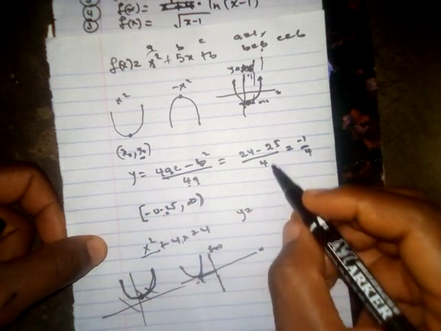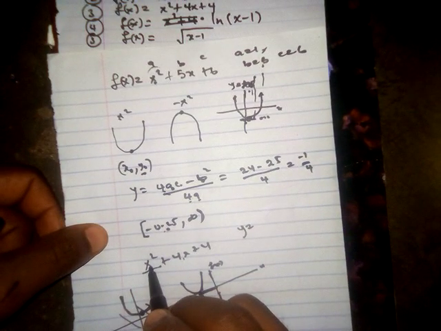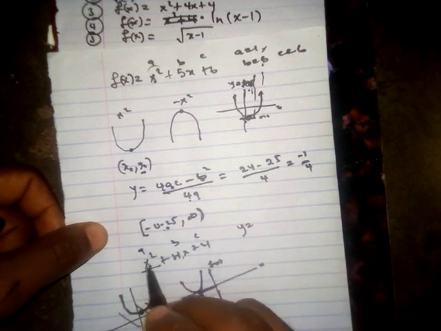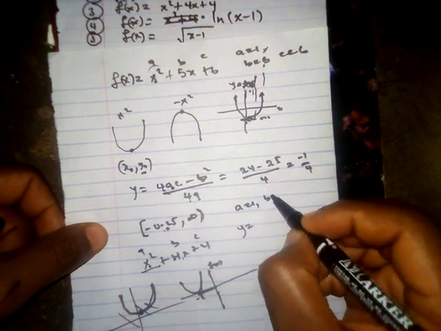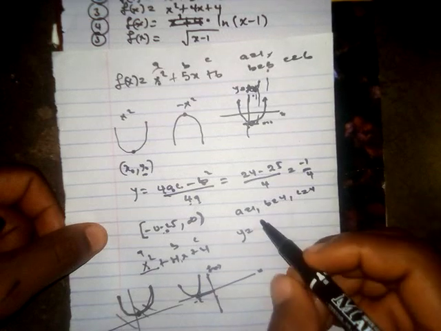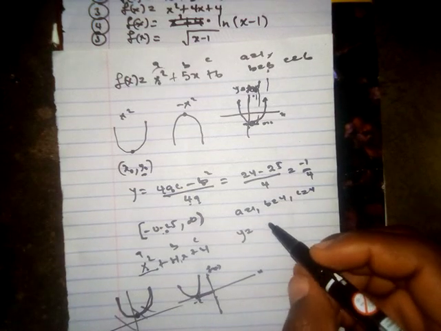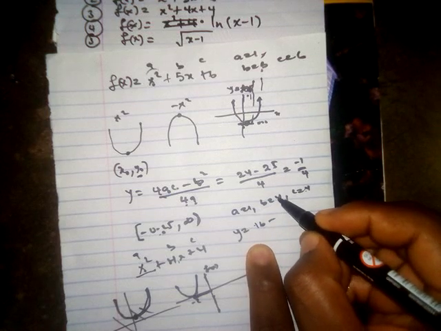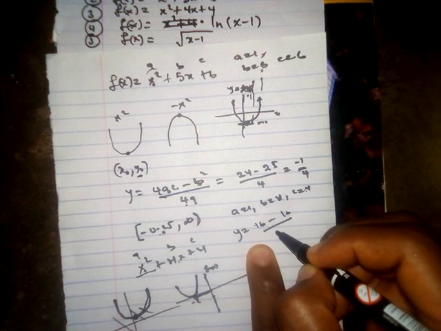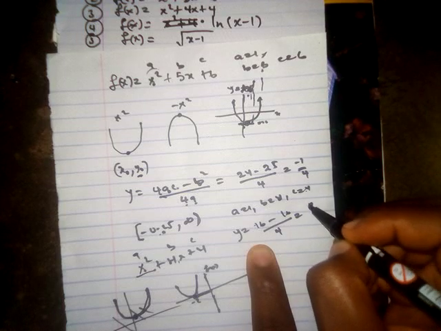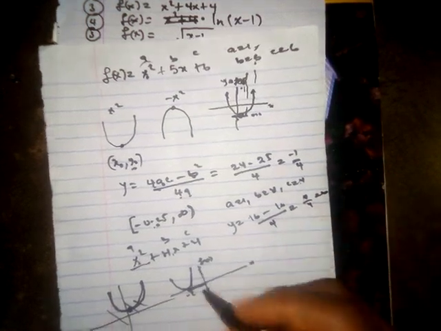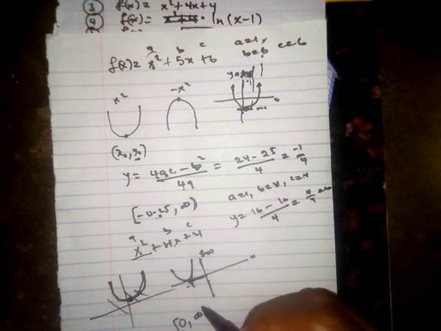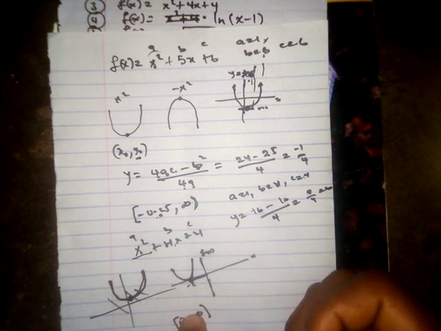Since we have this as x squared plus 4x plus 4, we have a, b, c. So our a is 1, our b is 4, and our c is 4. So here we have 4 times 1 times 4, which is 16. Now b squared, which is 4 squared, is 16, over 4 times 1, which is 4. So this will be 0 over 4, which is 0. So our corresponding value of y is from 0 to what? Infinity, with 0 included. So that is the range for this.